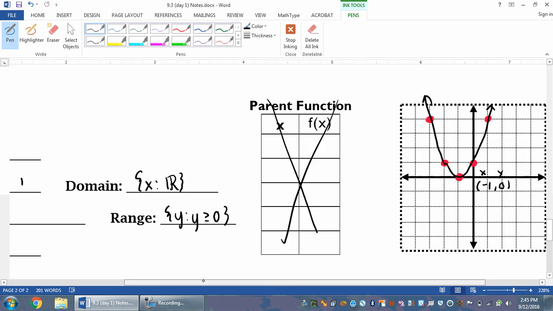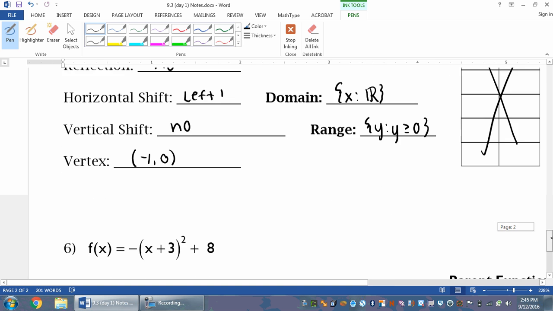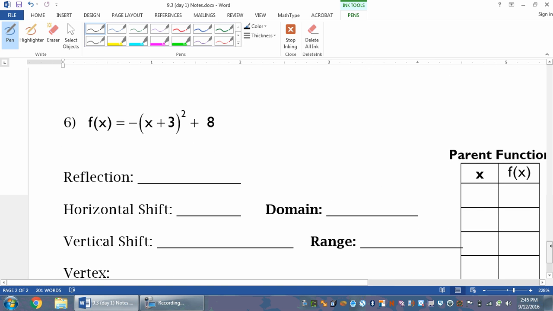All right, let's put everything together and do the last question. So is there a reflection? Yes, there is, because there's a negative sign right there. So my parabola is actually going to go down. The only difference is instead of going right 1, up 1, I'm going to go right 1, down 1. The horizontal shift is right here, plus 3, but remember it's opposite, so it's going to be left 3. And this number right here is my vertical, which is up 8.